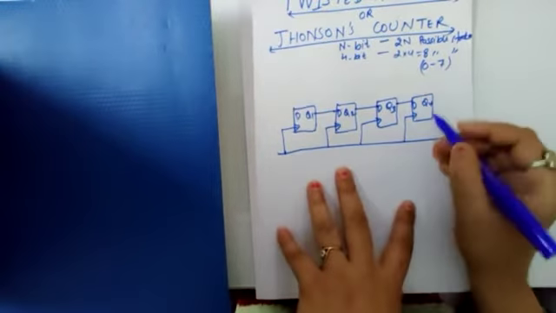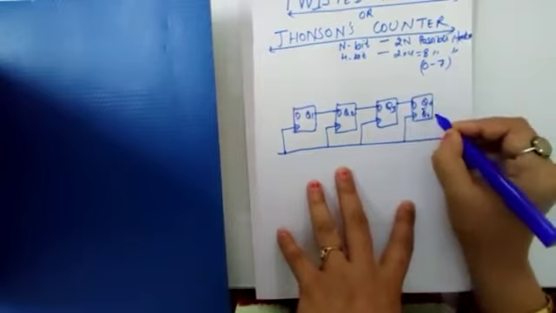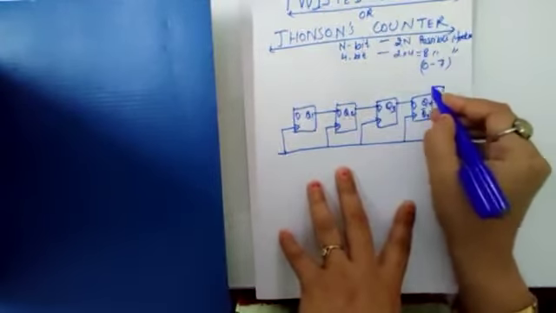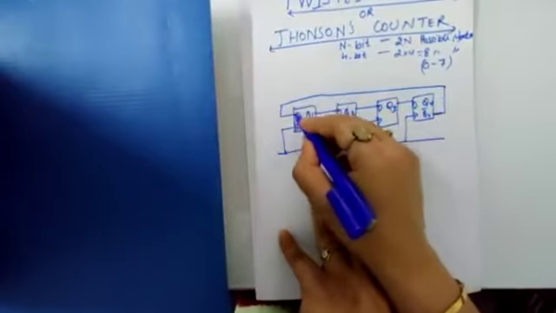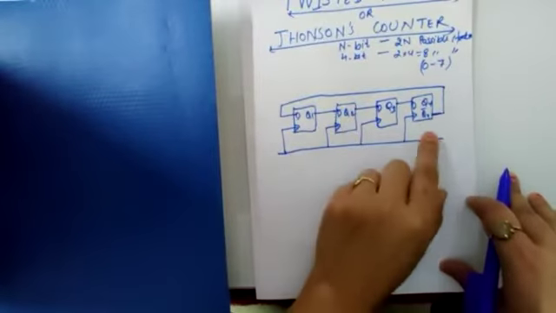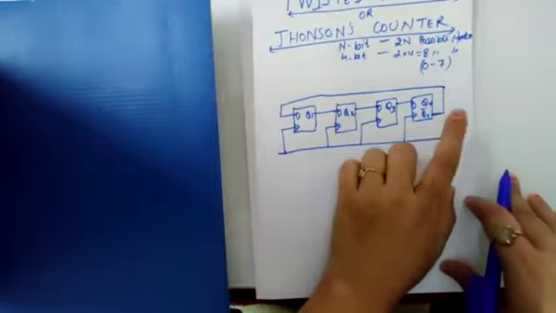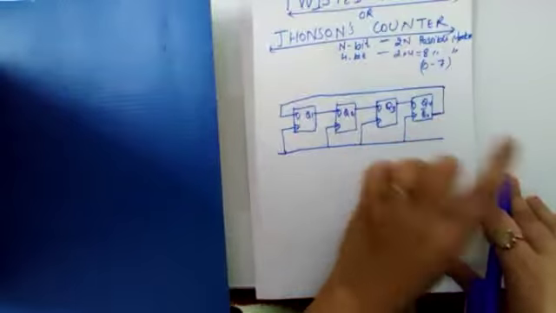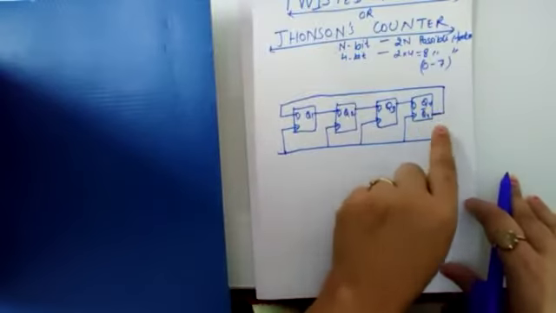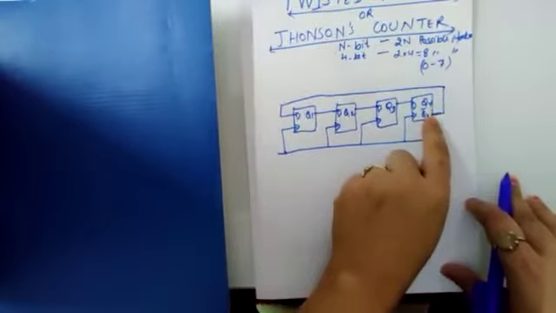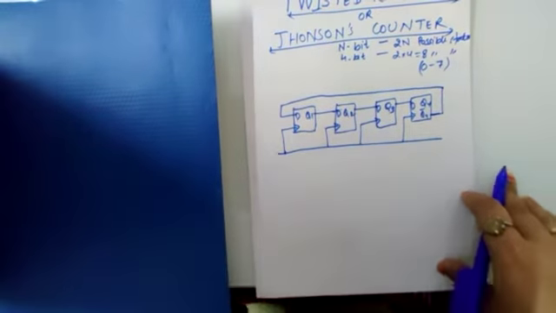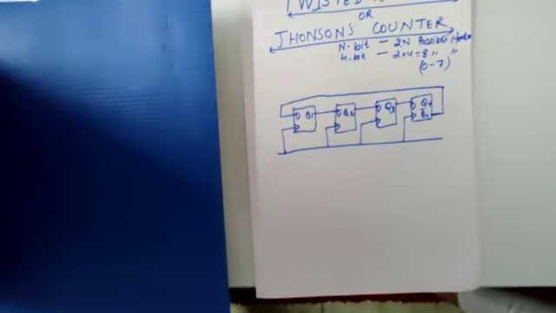Instead of Q4, here we will take Q4 bar. We will choose the complement of the output to feed back to the input of the first. This is the only difference that we will take care of in the twisted counter. Okay, that instead of Q4 we will give the feedback connection from Q4 bar. Okay, now we see the working.